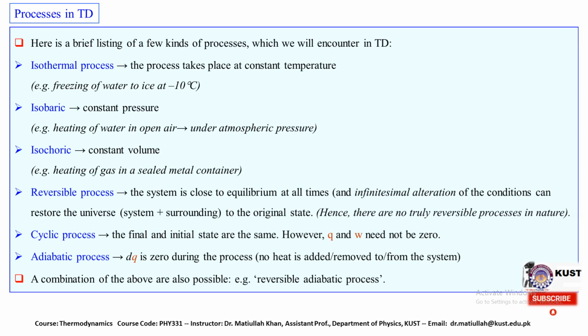There are some reversible processes where the system is close to equilibrium at all times, and an infinitesimal alteration of the system condition can restore the universe. So we have the cyclic process where the initial and final states are the same, and in this case Q and W need not be zero. And there are adiabatic processes where no heat enters or leaves the system and dq is zero during the process. These are individual processes, but in general a combination of two processes is also possible, just like if we have processes that are reversible as well as adiabatic.